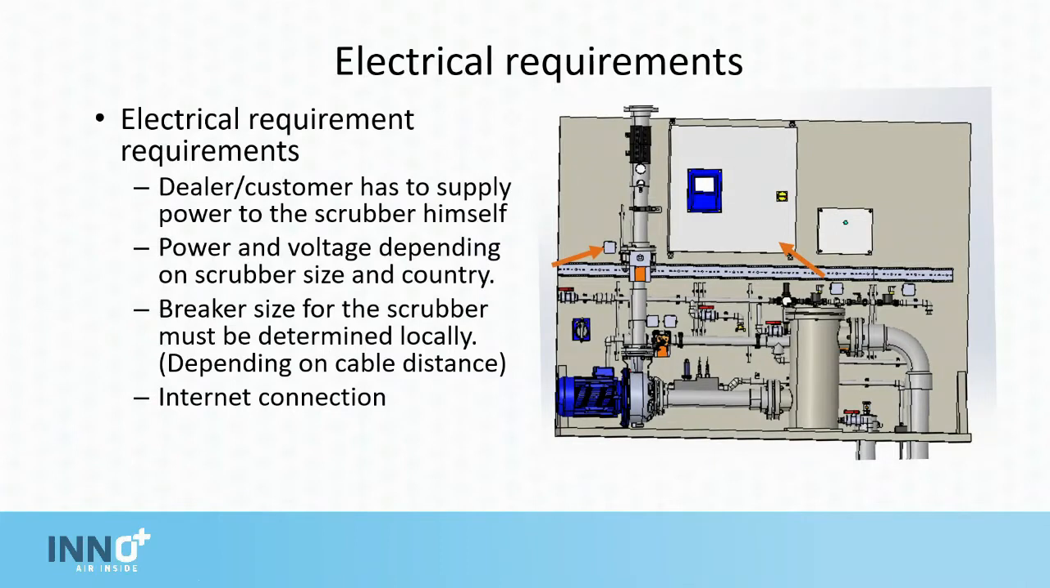The electrical requirements. The local dealer or customer must provide power to the air scrubber. The power and voltage depend on the country. The breaker size has to be determined locally, because this depends on the cable distance. In the technical room there are two connection points, one for the main power and one for the lighting, as shown with the arrows. Also you will need an internet connection to the computer.